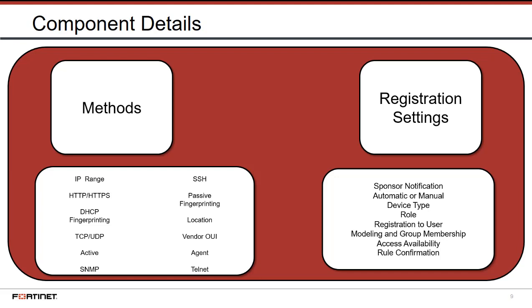So it's based by the rule. So we could have one sponsor or group of sponsors notified when one particular rule is matched, or we could have different sponsor or sponsors notified when a different rule is matched. Automatic or manual simply refers to the following settings that we're about to talk about.